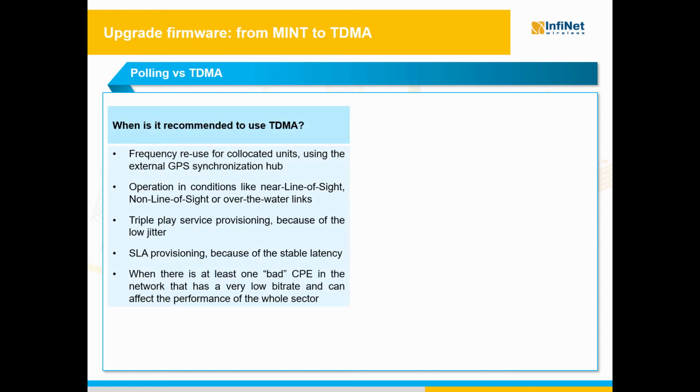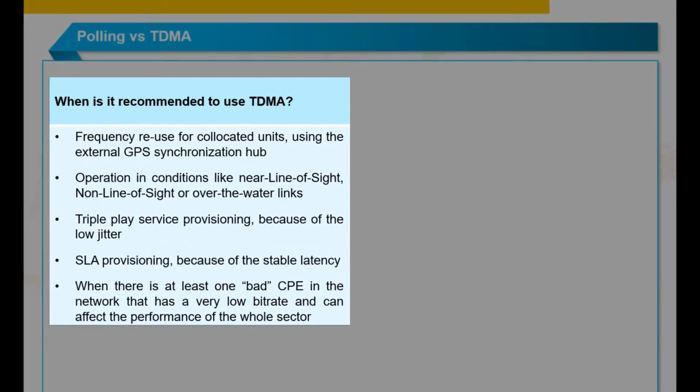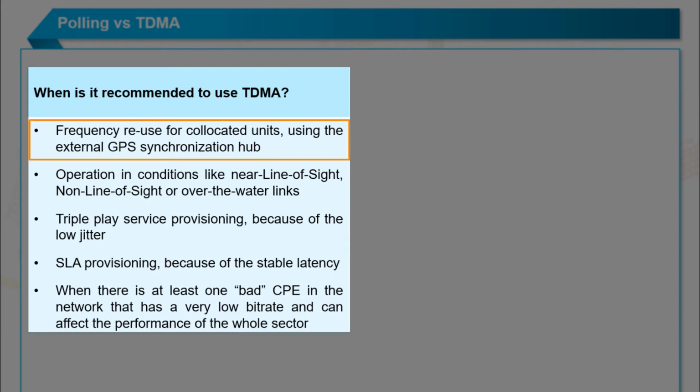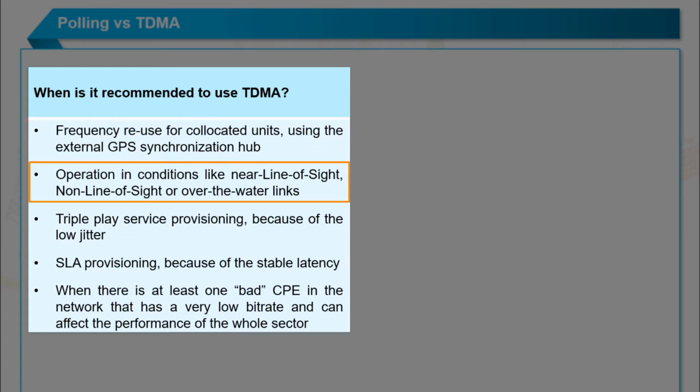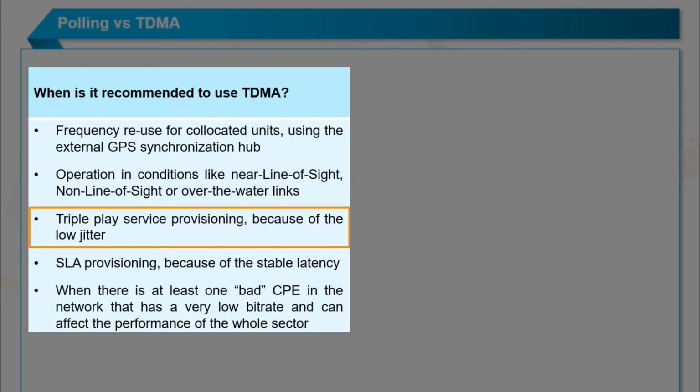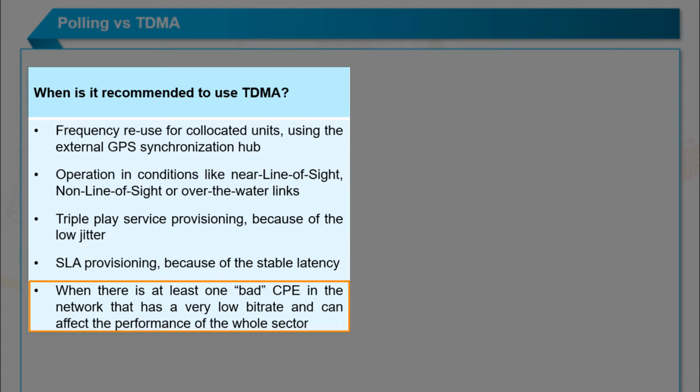Some of the situations when it is recommended to use TDMA are frequency reuse for collocated units using the external GPS synchronization hub, operation in conditions like near line of sight, non-line of sight, or over-the-water links, triple play service provisioning because of the low jitter, SLA provisioning because of the stable latency, and when there is at least one bad CPE in the network that has a very low bitrate and can affect the performance of the whole sector.